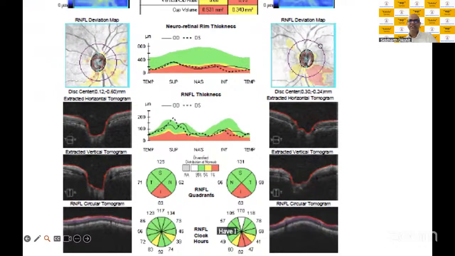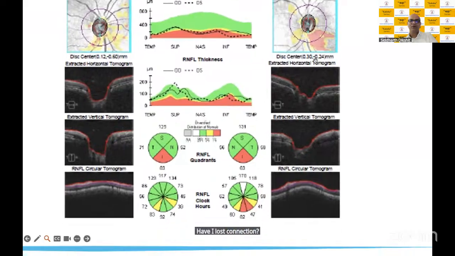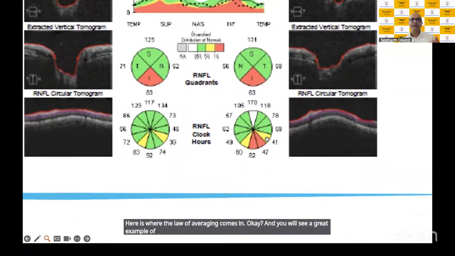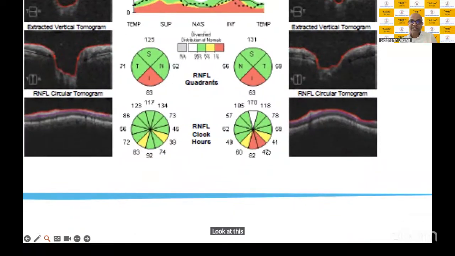Have I lost connection? Okay. Now, here is where the law of averaging comes in. Okay. And you will see a great example of this. Look at this. 47. Look at this. 83. Grossly abnormal. Thoda sa abnormal. 82. Thoda abnormal. 92. Completely normal.